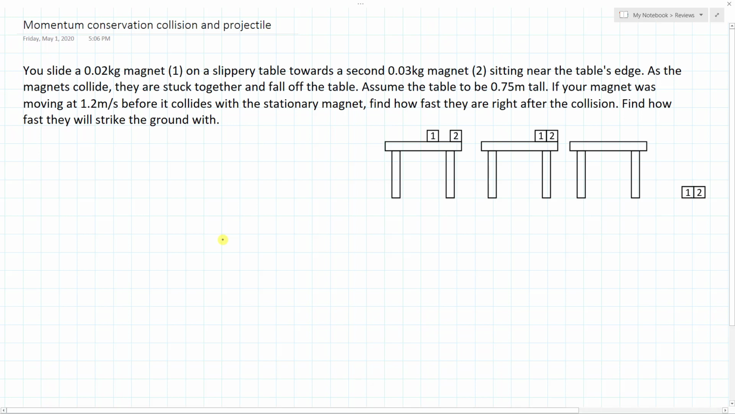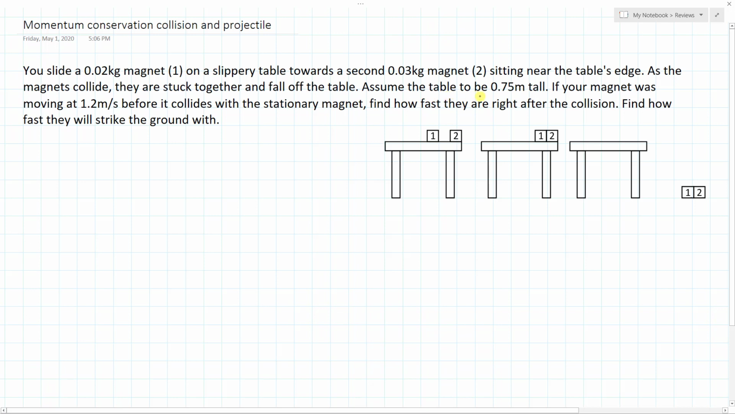Okay, we have a momentum conservation problem. So let's get started. You slide a 0.02 kilogram magnet, magnet 1, the left one, on a slippery tabletop towards a second 0.03 kilogram magnet, number 2, sitting near the table's edge. As the magnets collide, they're stuck together and they fall off the table.